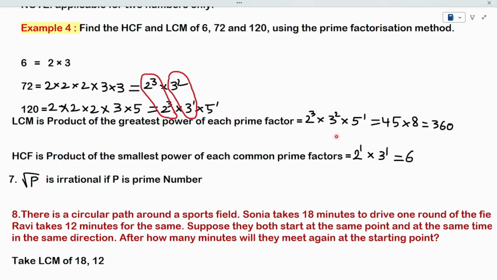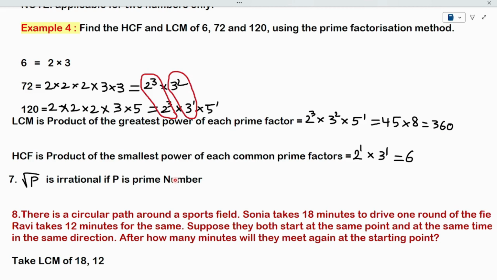For the factor 3, 3 square is the highest power, so I choose 3 square here. For the factor 5, I have only 5 power 1, so I choose 5 power 1. By simplifying, we will get 360 as the LCM.